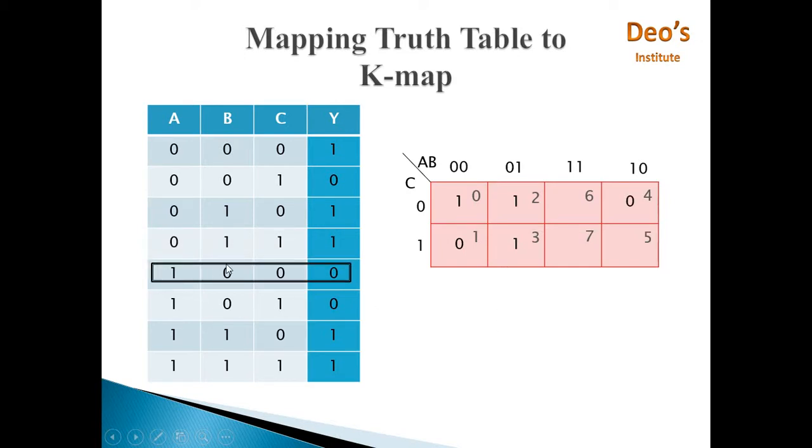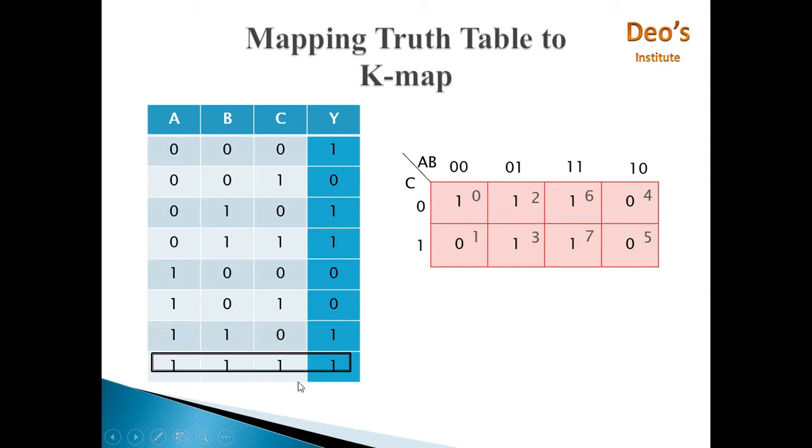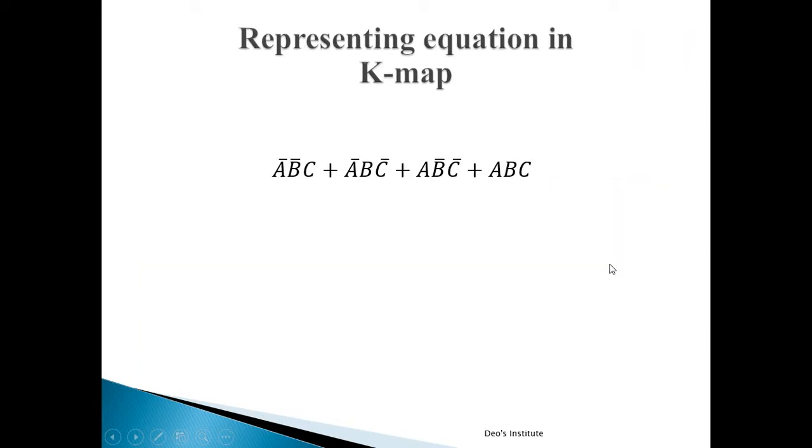Next is 1, 0, 0, that is 4. Function value is 0. 1, 0, 1, function value is 0. Then 1, 1, 0, that is 6, function value is 1. And 1, 1, 1, that is 7, function value is 1. So this is how you can map the truth table into the K-map.